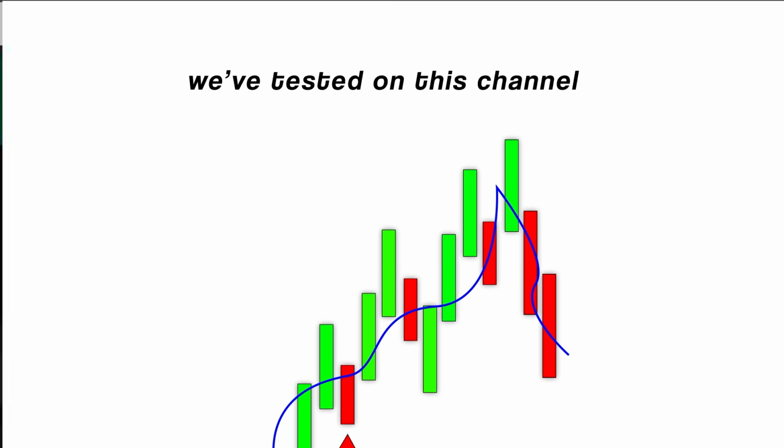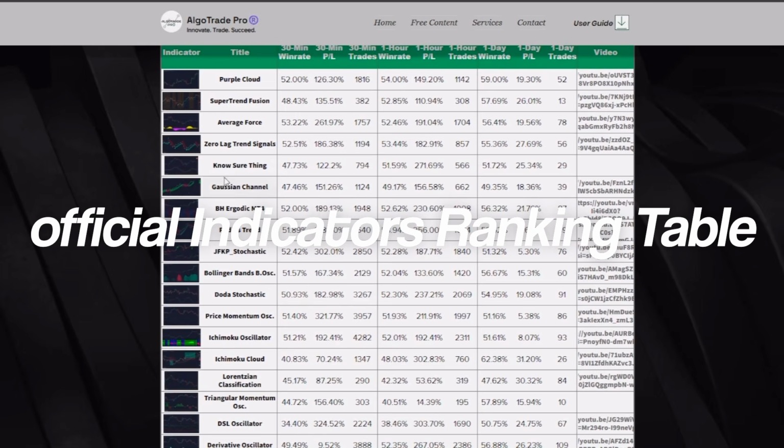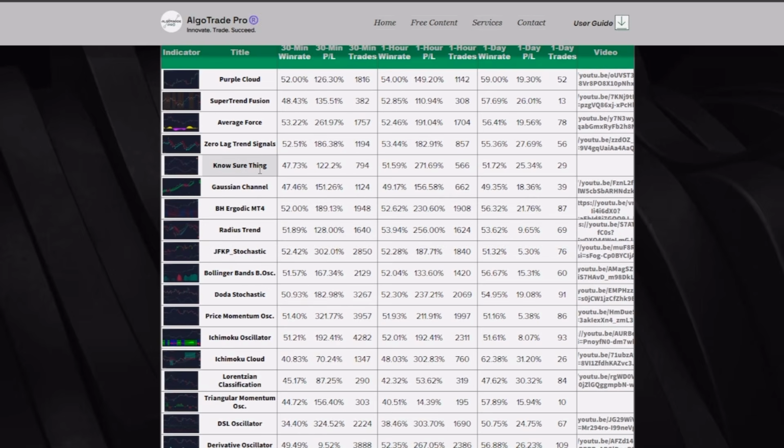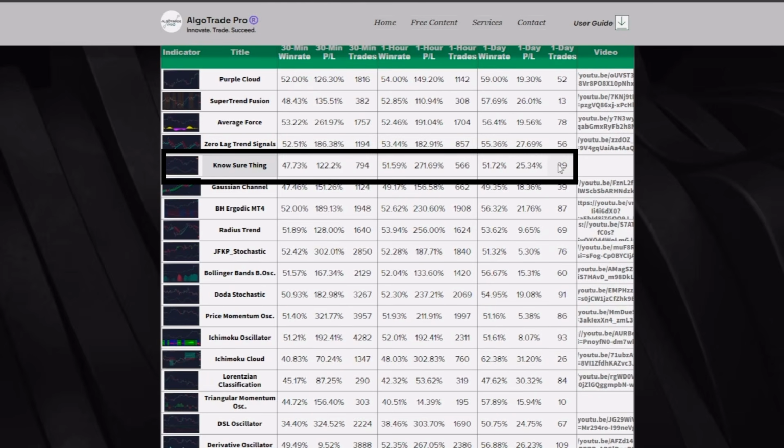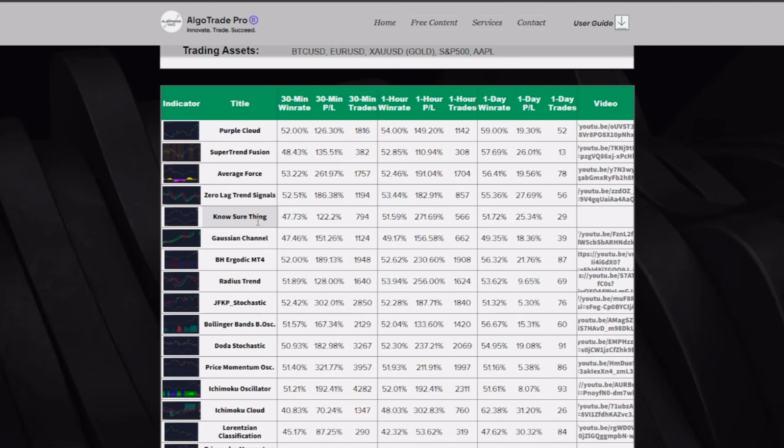On the official indicators ranking table, the No Sure Thing earns its spot in the top 5. Not because it produces flashy signals, but because it delivers consistent performance when used the right way. It sits alongside indicators that favor quality over quantity, and that's exactly why it stands out. Our top 1 still remains the Purple Cloud, followed closely by the Super Trend Fusion.